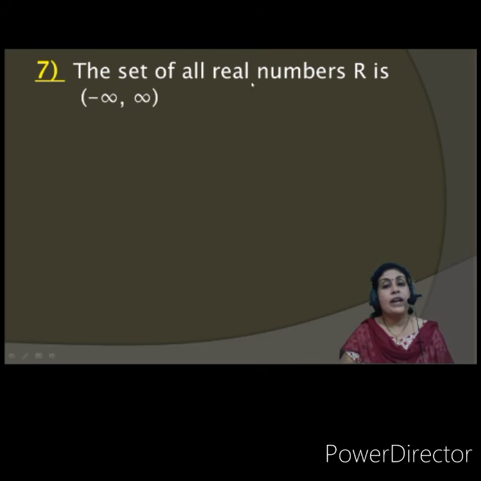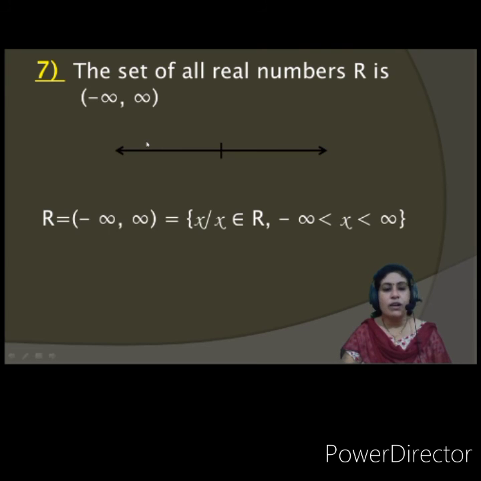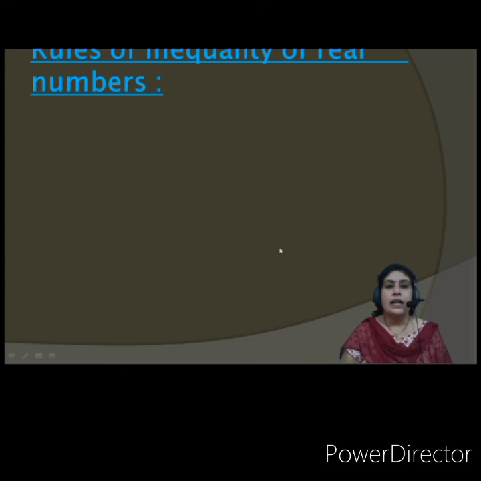The set of all real numbers R is minus infinity to positive infinity. Why? All the numbers are included in real numbers, and infinity cannot be represented with a closed bracket. So it is always an open bracket, and it is the set of all such x where x belongs to real numbers and x lies between negative infinity and positive infinity. Okay, fine. Now let us see the rules of inequality of real numbers.